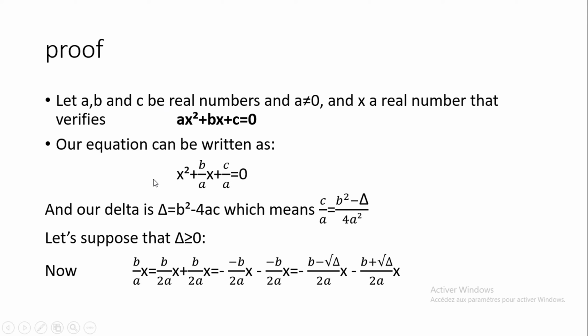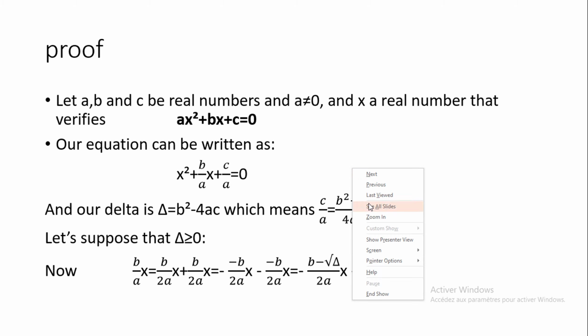We define then our delta, which is equal to b squared minus 4ac, which means that c over a is equal to b squared minus delta over 4a squared. Let's try and write it.